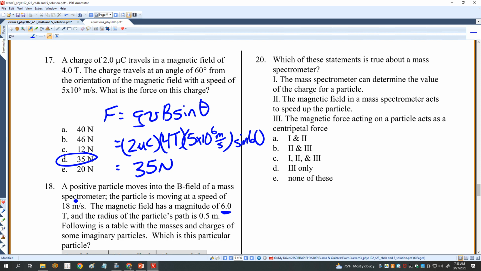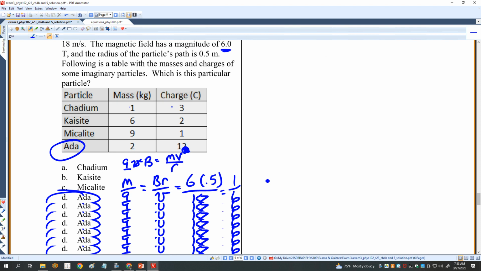And then which of these statements is true? This is not true. I can only determine the mass to charge ratio. This is not true either. It's a centripetal force, so it only changes the direction. And so this is the correct answer. So number 20 is D. All right.